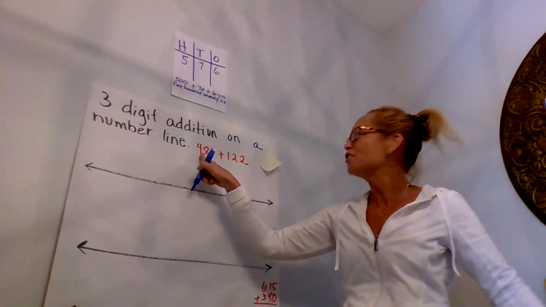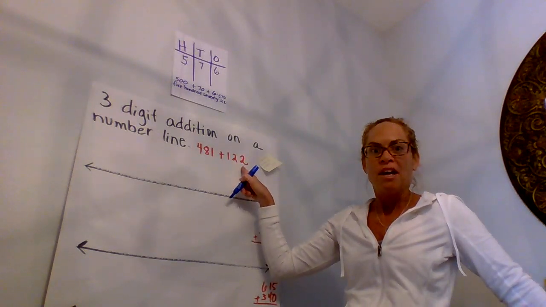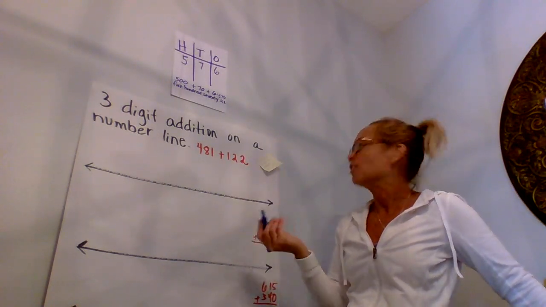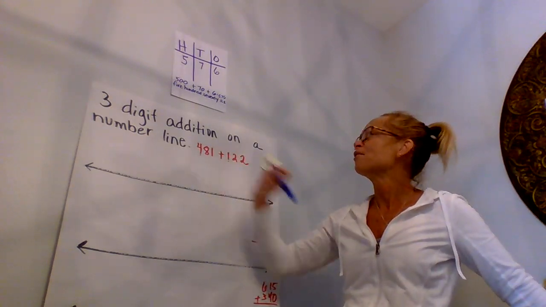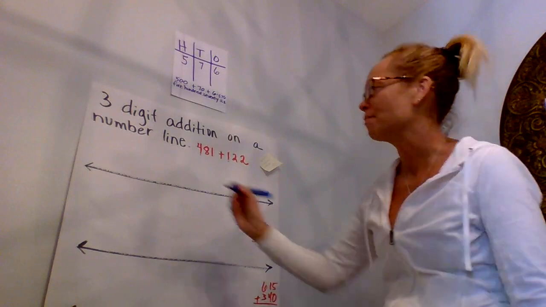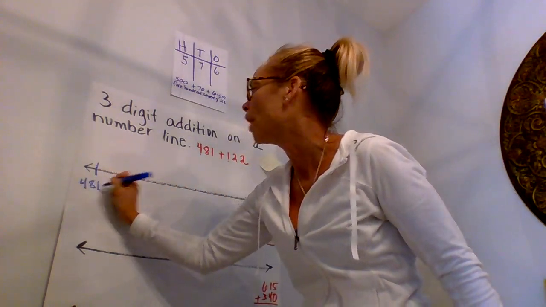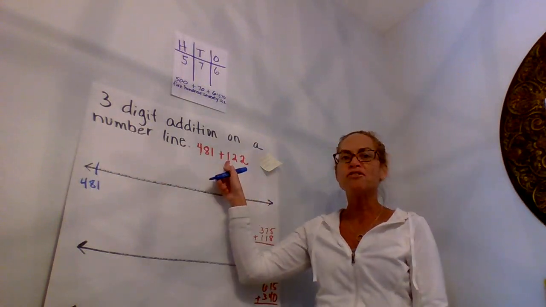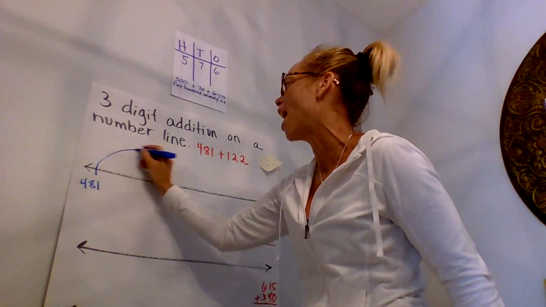We've got 481 plus 122. You always want to plot the largest number. So I look at the hundreds. 4 is greater than 1, so I know that's the largest number. Okay, so I just plot it right there. 481. Okay, so how many hundreds are in the next number? 100. I do a huge hop.